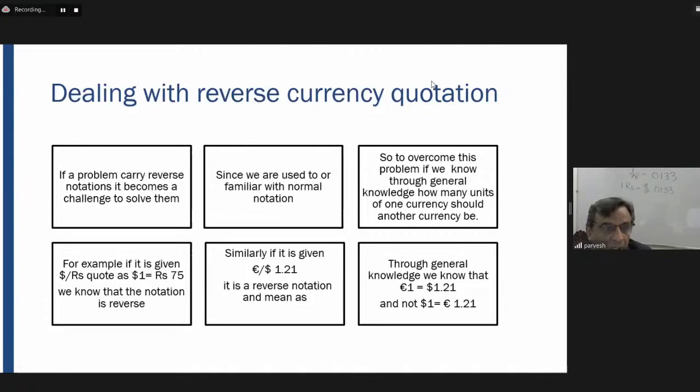And not that $1 is equal to 1.21 euros. Because if we follow the normal convention, we would express this as $1 is equal to so many euros. But this is wrong, because in $1, you can't get more euros. In 1 euro, you get more dollars, because when you look from the Indian currency point of view, euro is costlier than dollar. So if you have 1 euro, you will get more dollars. So this is the general knowledge.